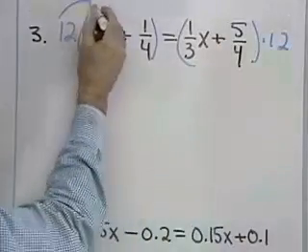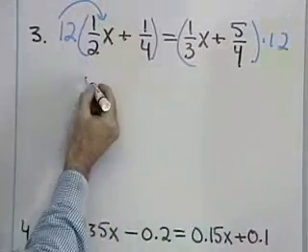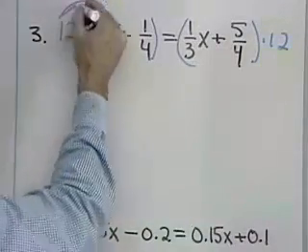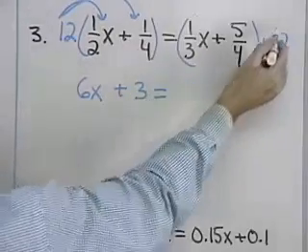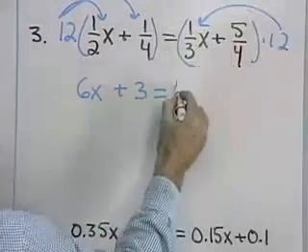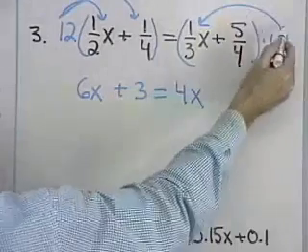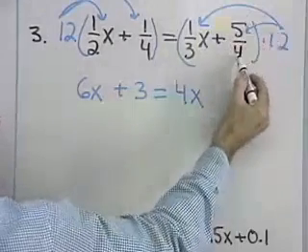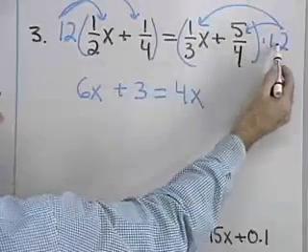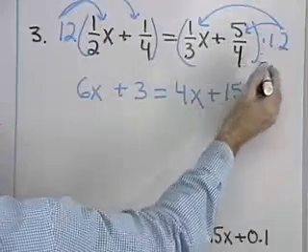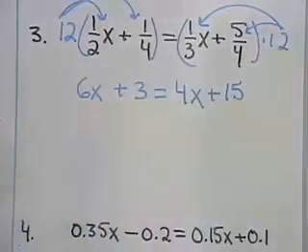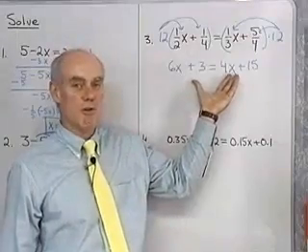And here I end up with 12 times 1/2 times x, which is 6x. 12 times 1/4 will be 3. And here, 12 times 1/3 x will be 4x. And then 12 times 5/4, well, 4 will divide into 12 3 times, 5 times 3 is 15. So 5/4 times 12 is going to be 15. Now I'm left with a nice simple linear equation in one variable.